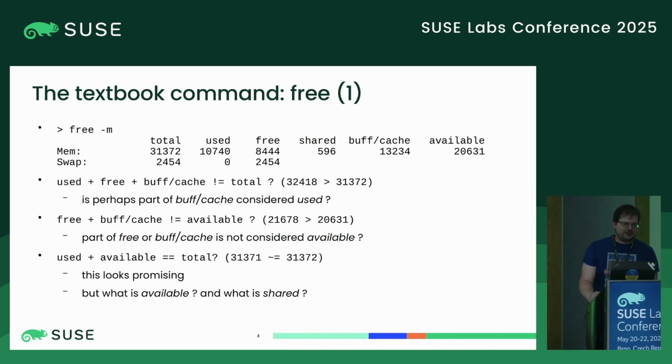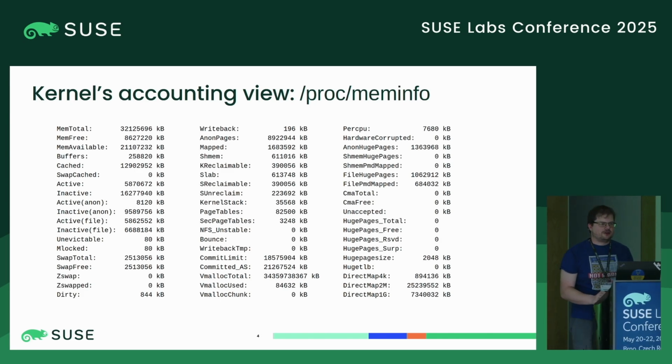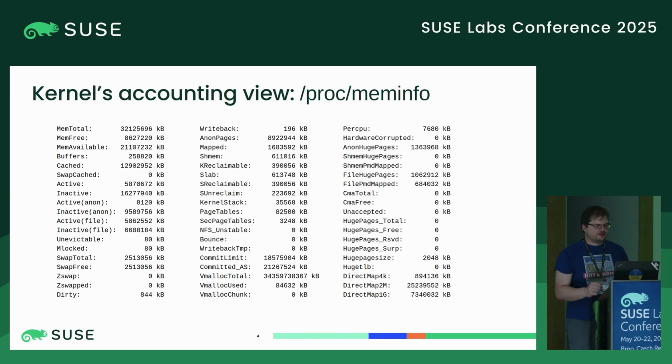Then we can finally realize that used plus available is almost equal to total, modulo some rounding error. This looks promising, and this is actually how the free command works, but we don't know yet what exactly available is, and I haven't explained what the shared column is. So the next step is to look at the data, because free is just a user space command; it has to get the data from somewhere, from the kernel, which has all the accounting inside.